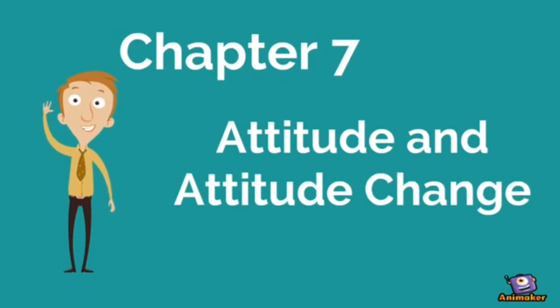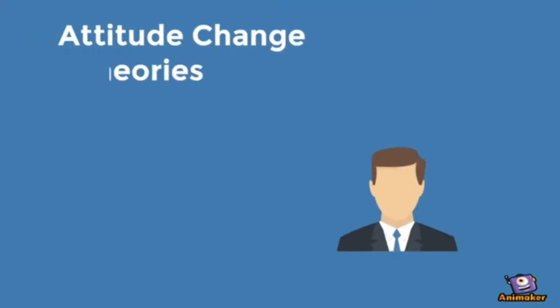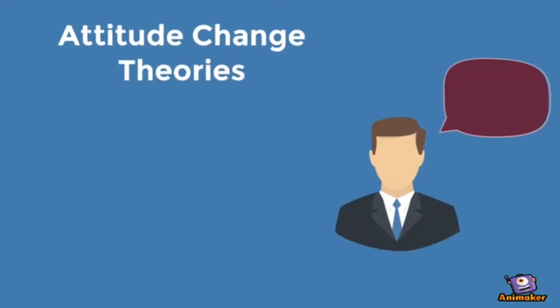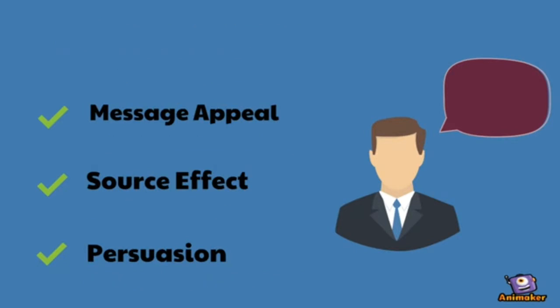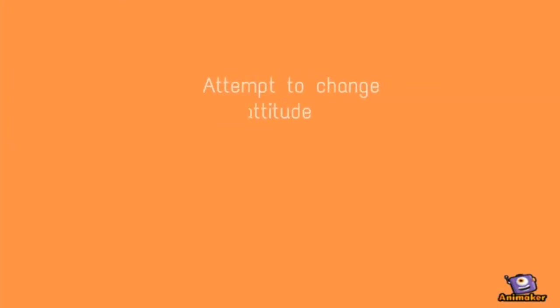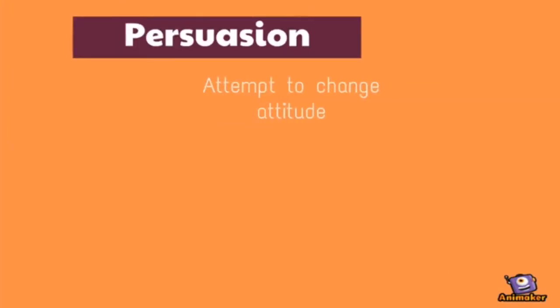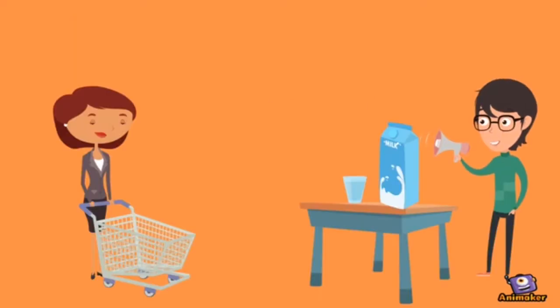Under Chapter 7 talks about attitude and attitude changes. There are three attitude change theories. First, message appeal. Second is the source effect. And lastly, persuasion. Let's focus on persuasion. Persuasion is defined as an attempt to change attitudes. For instance, in a grocery, there is a stall that offers a free taste of their product to persuade customers.